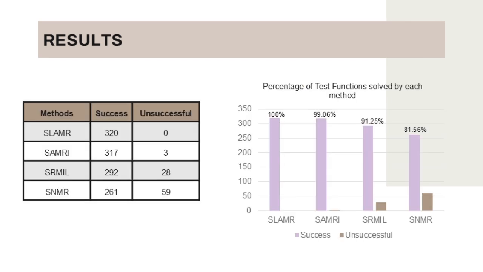This table quantifies the success rates of the methods across various test problems. SLAMR achieved a 100% success rate, SAMRI about 99%, SRMIL 91%, and SNMR 81%. Clearly, SLAMR is the most robust among the methods tested.